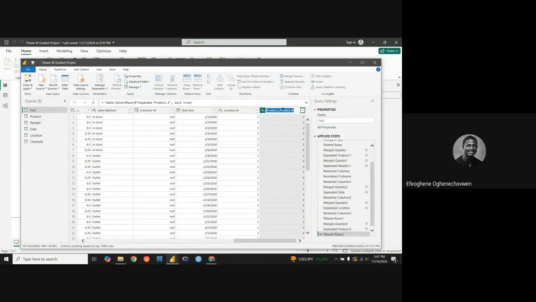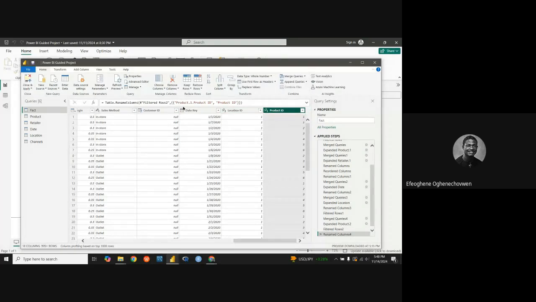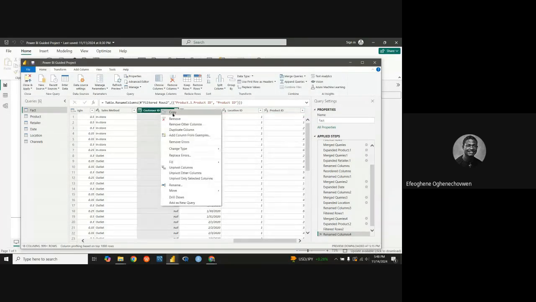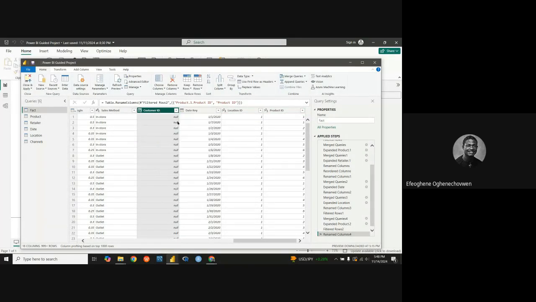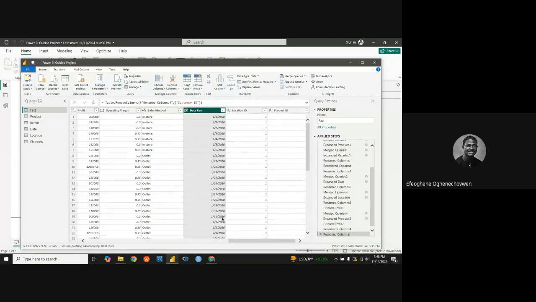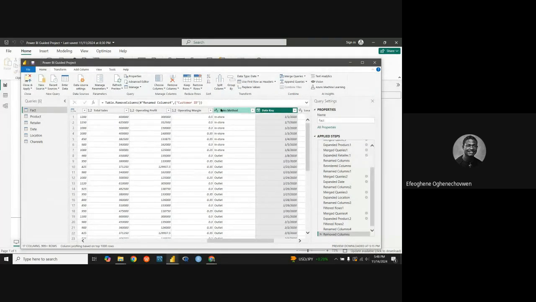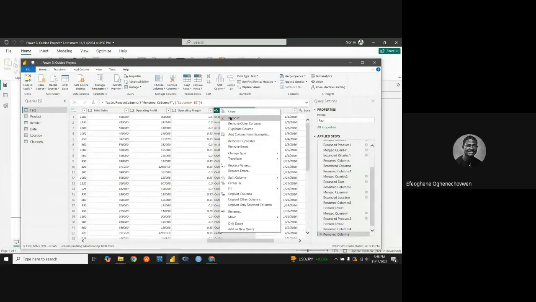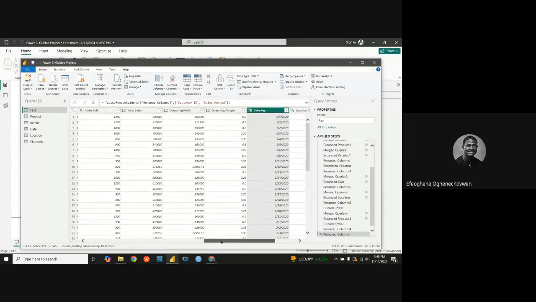I don't like renaming it. I just like getting rid of it by unchecking that pop-up. Okay, click on OK. Product ID, so I can get rid of this colon. Remove. All right, and I can also get rid of sales. Remove. I just want my fact table to contain.